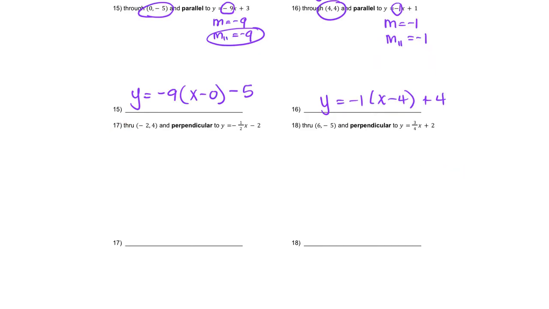So now we'll look at 17 and 18. For 17, we want an equation that goes through the point (-2, 4) and is perpendicular to this equation. Again, perpendicular is talking about slope, so we're only looking at the coefficient of x. That's opposite and reciprocal slope. It was negative, so now it's going to be positive, and it was 1/2, so now it's going to be 2 over 1. So a positive 2 over 1 slope is the perpendicular slope, opposite and reciprocal.